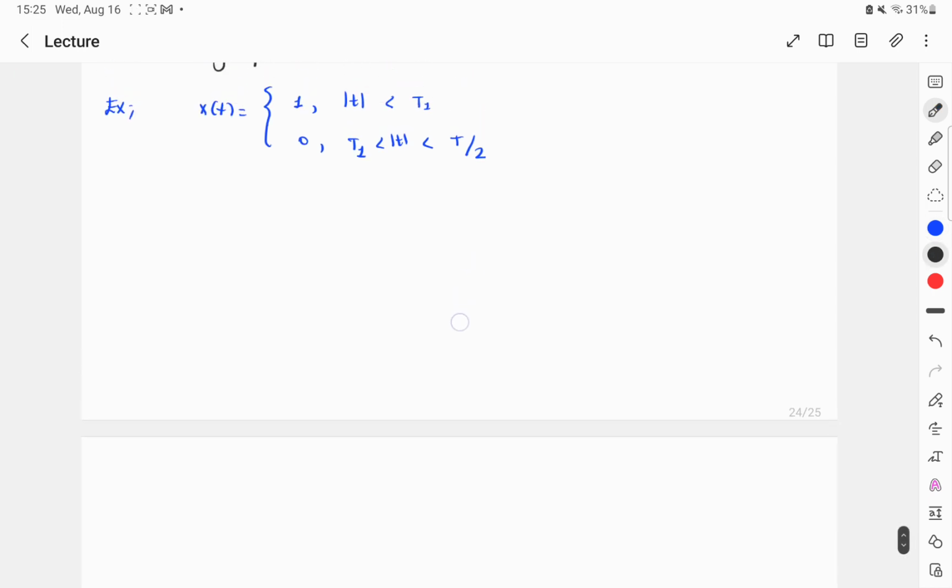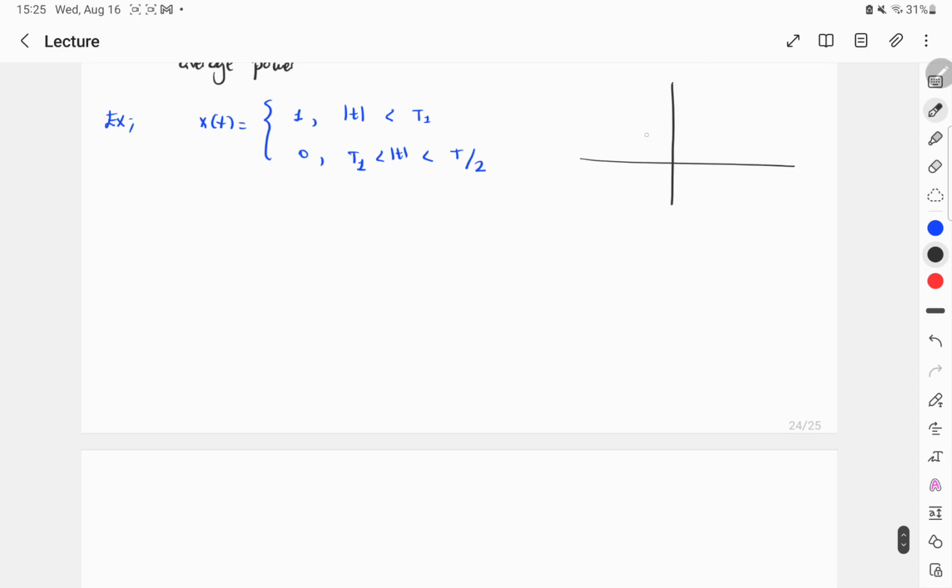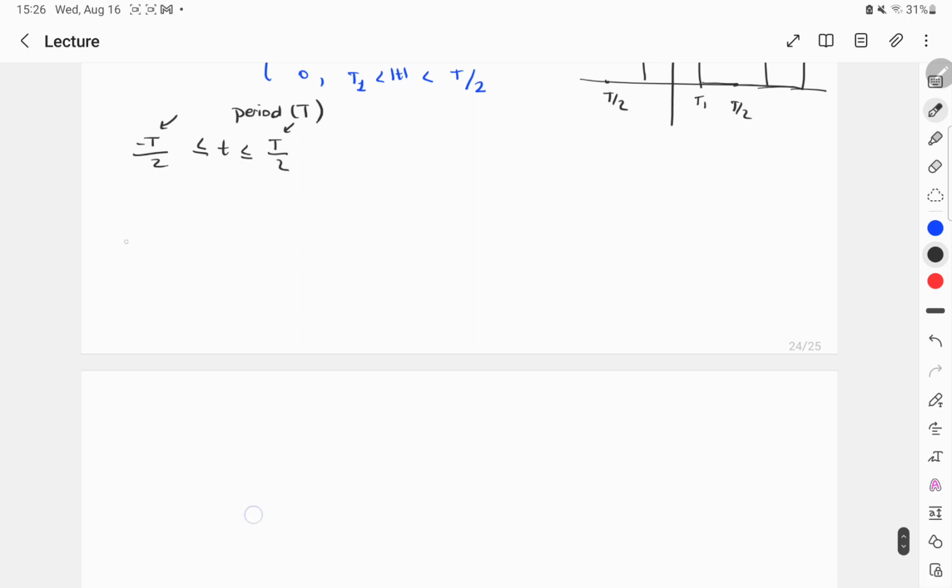So because of symmetry, we know that the symmetry is something like this. The square wave goes like this, and then it goes on until T over 2, and then we again have the same thing. And because of the symmetry, we are going to take t between minus T over 2 until T over 2. And these ones refer to the period capital T.